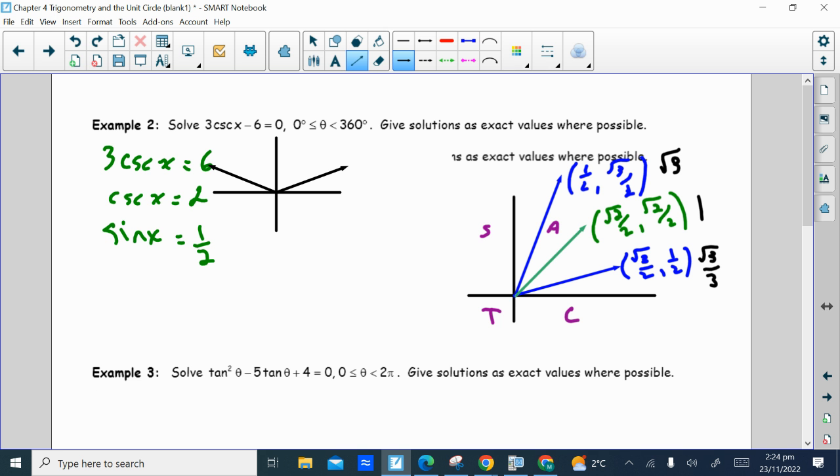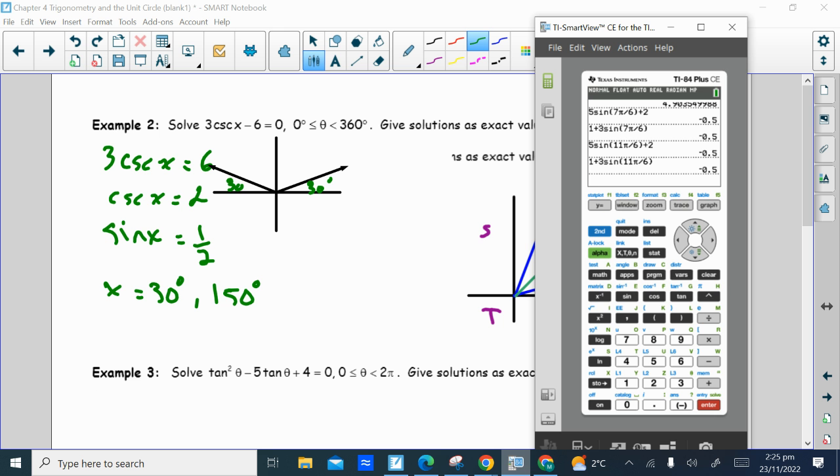And our reference angle is pi on 6, or in this case, 30 degrees, because we have to give our answer in degrees. So 30 degrees is one answer. Our second answer, 30 degrees short of 180, is 180 minus 30, which is 150 degrees.